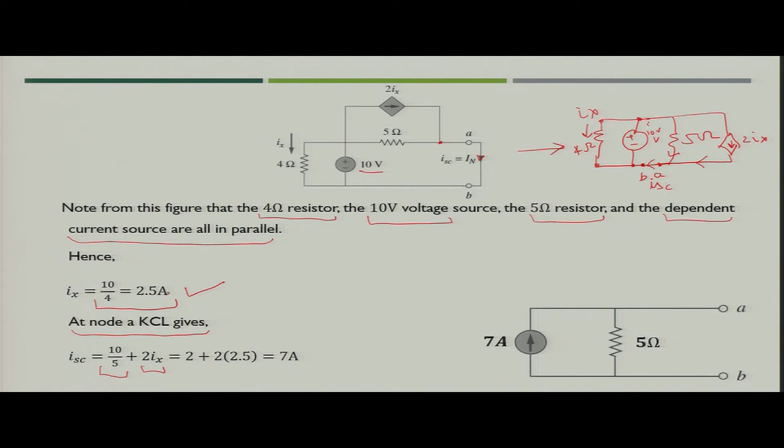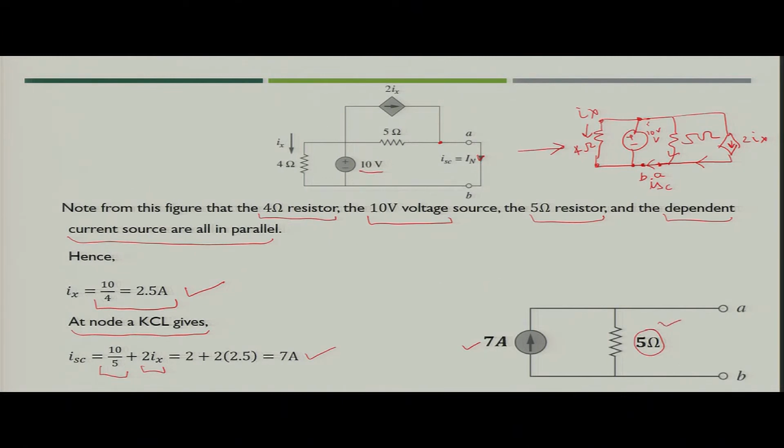So, if you put the value of Ix which you just calculated, you get the value of Isc is nothing but 7 ampere. So, now this 7 ampere is your Norton's current, and 5 ohm is the Norton's resistance which you calculated.